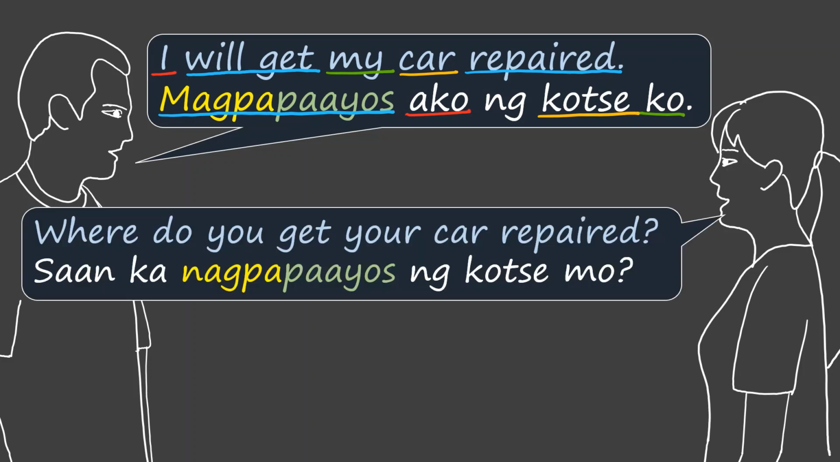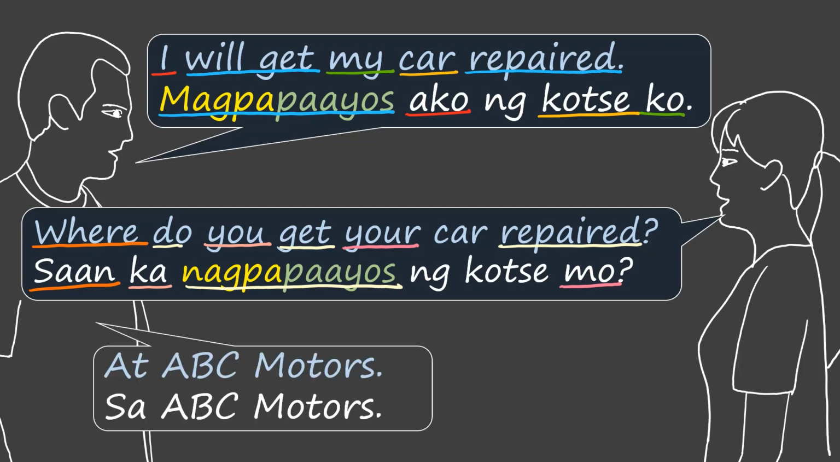Where do you get your car repaired? Saan ka nagpapaayos ng kotse mo? Where? Saan? Do get repaired, nagpapaayos. You, ka. Your, mo. And car is kotse. At ABC Motors. Sa ABC Motors. At, sa.